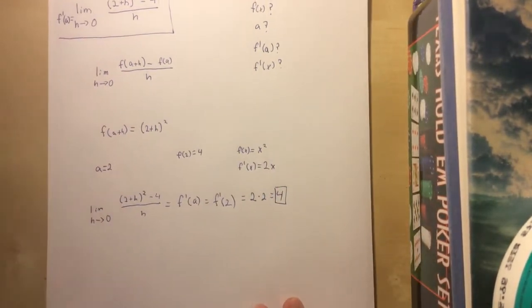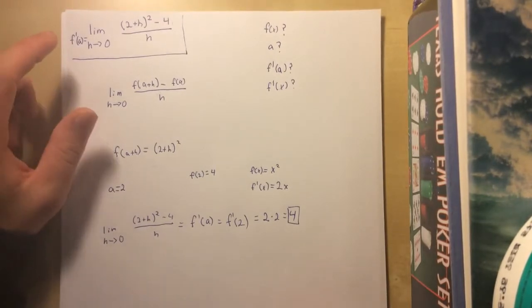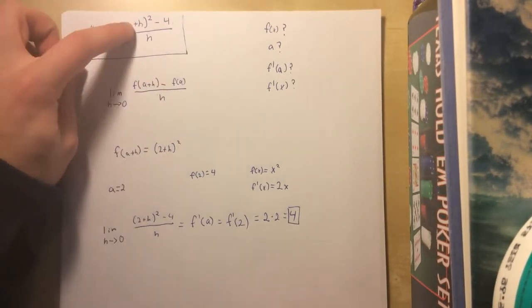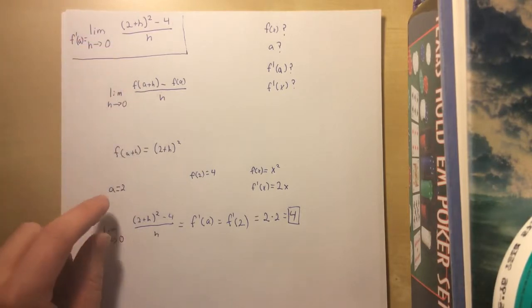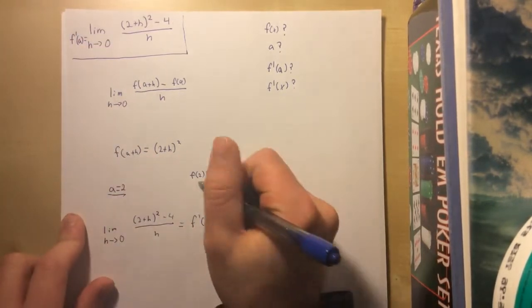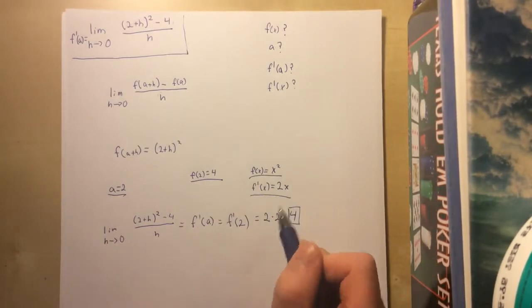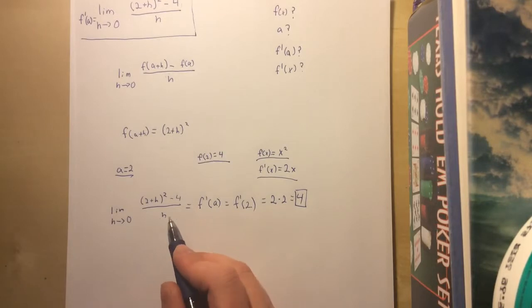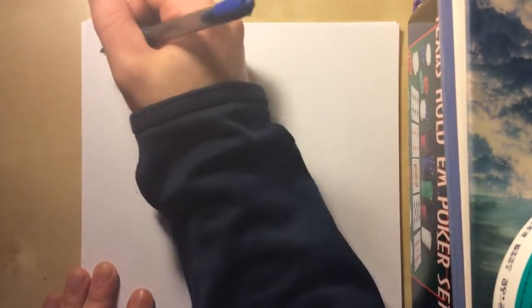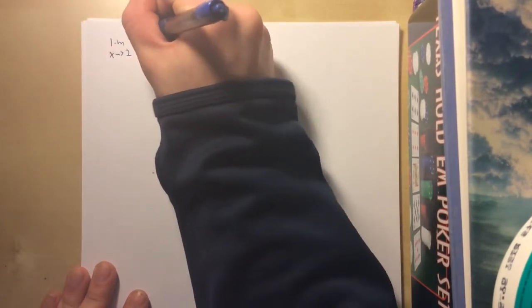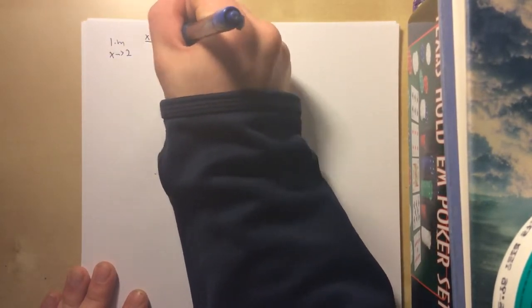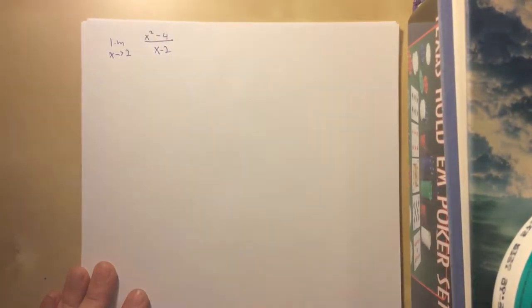So just to recap, we were just looking, trying to match up this equation with this equation, and from that figure out what a is, what f of a is, what f of x was, what f prime of x was, and using that we could figure out what this derivative turns out to be. So now let's look at another example. So we have the limit as x approaches 2 of x squared minus 4 all over x minus 2.